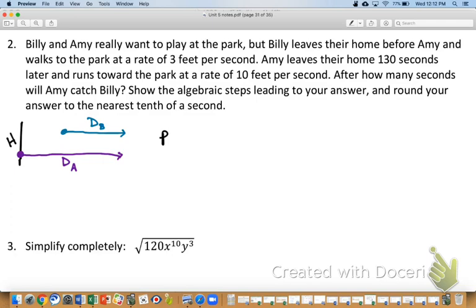309. How did you get 390? So he left 130 seconds, and he's walking 3 feet per second. So if you multiply the two, you get 390. That gives you your distance. That's right. So that's a really important thing to realize, that you can just multiply rate times time to get distance. So his head start was 390 feet.